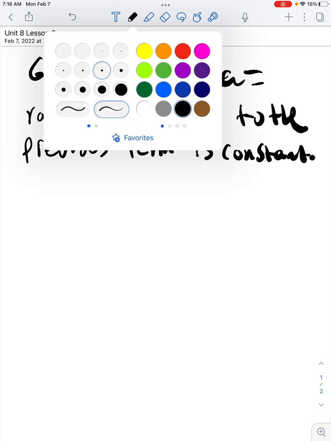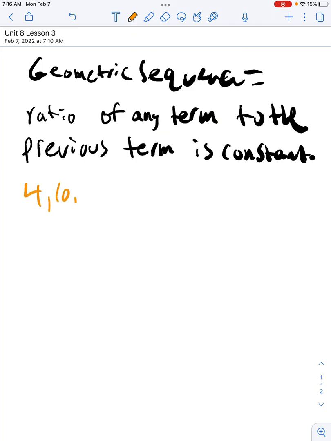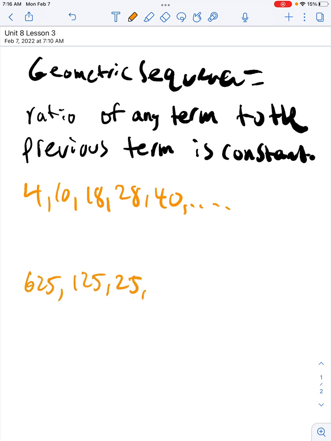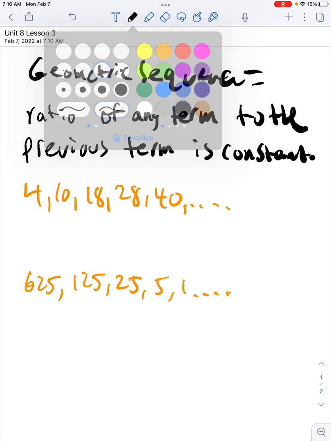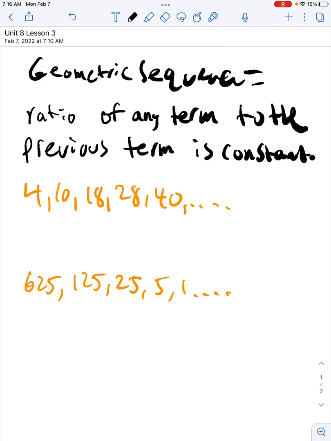So like if I had the two different series, let's say we have 4, 10, 18, 28, 40, and then we also have 625, 125, 25, 5, 1. So if I look at this first series, again, what I'm going to do, I'm going to number them. Here's A1, A2. Here's my third term. Here's my fourth term. I'm going to take the second term and divide it by the first term, which gives me 10 over 4, which is 5 over 2.